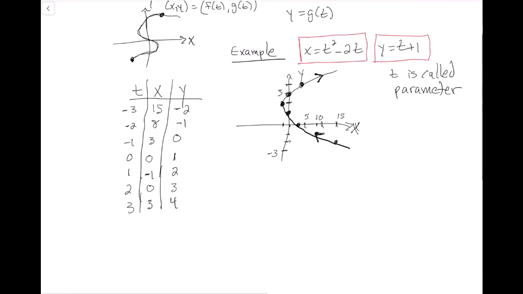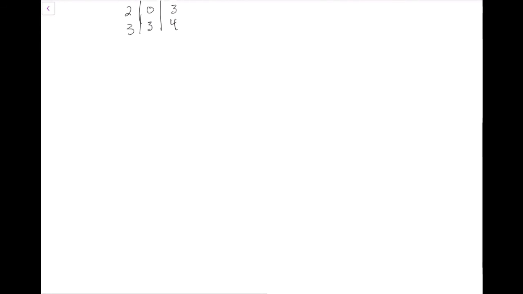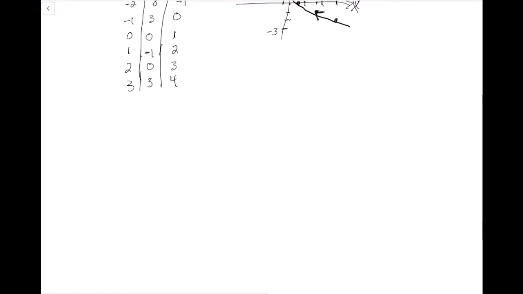So if I take this example and I restrict my interval, let's look at a slightly different example. Let's suppose we look at x equals t squared minus 2t and y equals t plus 1, and let's say we're going to restrict t to go from 0 to 3.